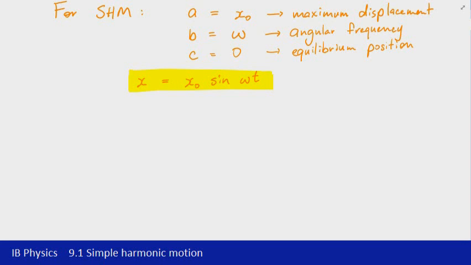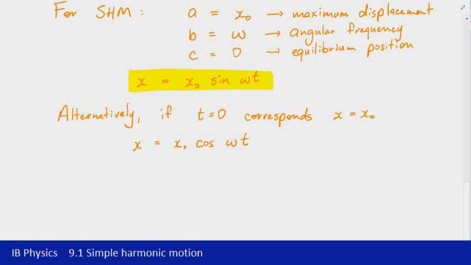Note that we're using a sine function here purely because the graph that I drew above was a sine function. It started at the origin. Alternatively though, it might be that you don't start timing the motion of simple harmonic motion as it passes through the equilibrium position. It might be that at time t equals 0, it could correspond to the value of x being equal to x naught, in which case we're not dealing with a sine function, we're instead dealing with a cos function. So we could instead write x is equal to x naught cos omega t. So either of those two expressions is fine.